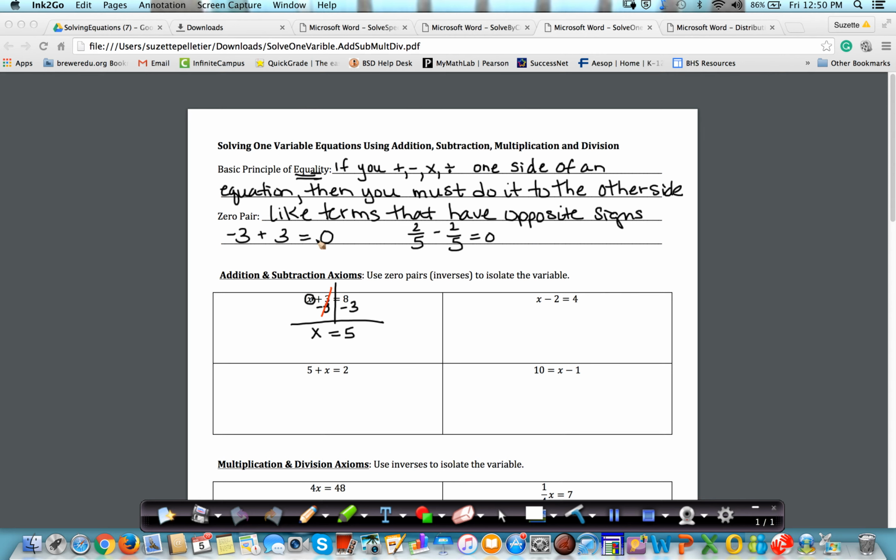Okay, the second equation over here, my variable is right here in this term, so I have to undo -2, and you're going to undo -2 with its zero pair +2. Again, there's my balance. So if I do +2 on one side of the equal sign, I have to do it on the other according to the basic principle of equality. The zero pair cancels, and I get x equals 6.